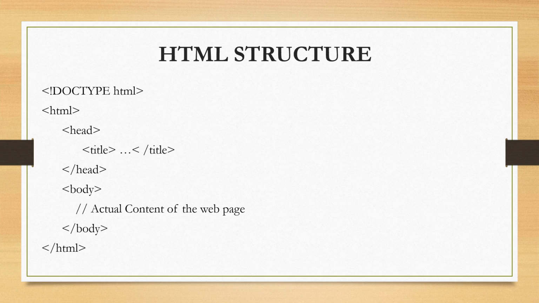This is the document type, which defines which type of document we are going to use. And HTML is the root tag. This consists of two different portions. The first portion is head and the second portion is body, and the head normally represents the meta information about your web page. The actual content is placed inside the body tag.